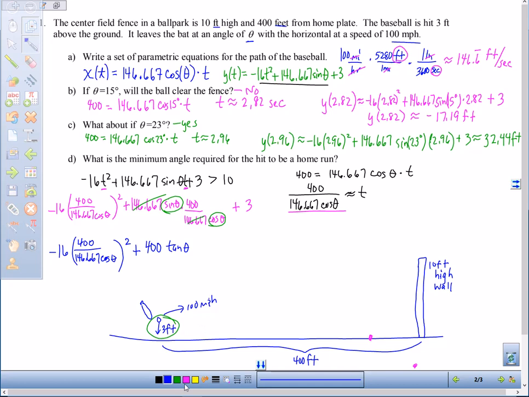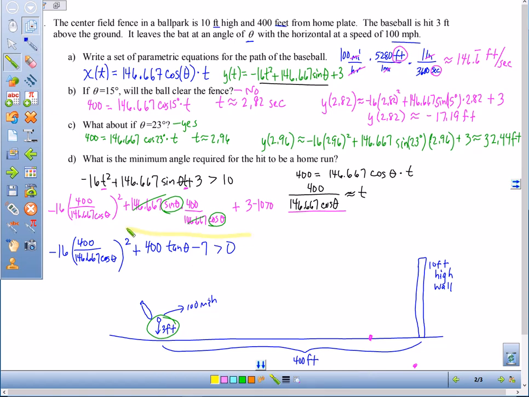And one little last piece that I didn't show a second ago, we're going to subtract the 10. So we're going to get a -7 right here. And now we just want to know where this is greater than 0. So we can now take this portion, plug that into Desmos, and look at where it crosses that x-axis, because that is the angle that will give us what we need. So let's go into Desmos.